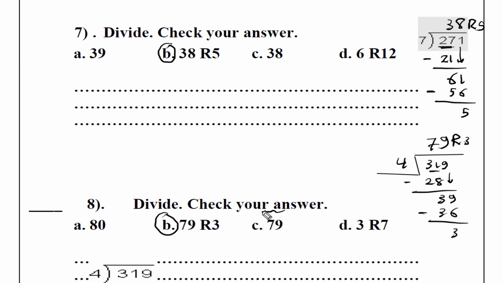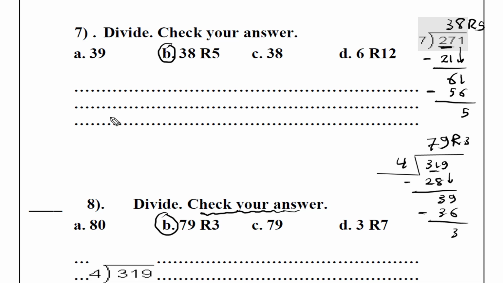Look, he asked here, check your answer. How can you check your answer? How can you make sure that you are correct? To verify your answer, we will multiply the quotient by the divisor. The quotient, which is 79, times 4, and add the remainder. If we get the dividend, which is 319, then I am correct.